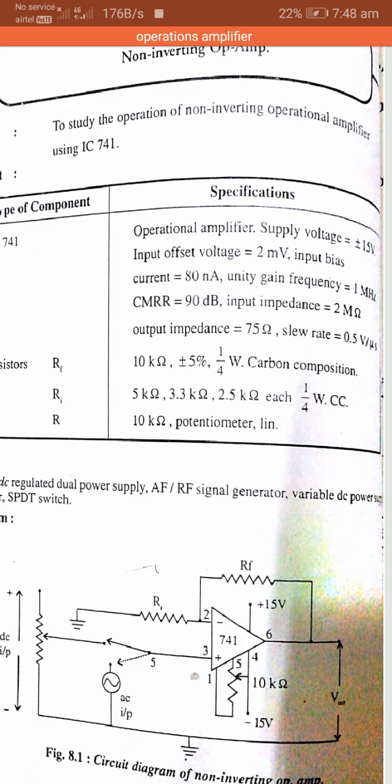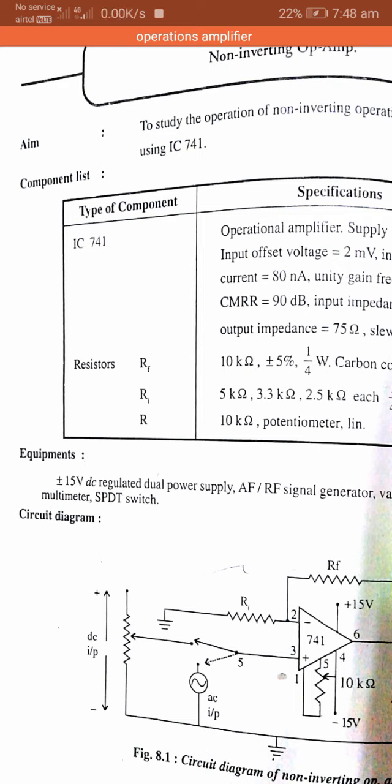CMRR 90 dB, means 90 decibel. Input impedance 2 mega ohms. Output impedance 75 ohm. Slew rate 0.5 volt per microsecond.